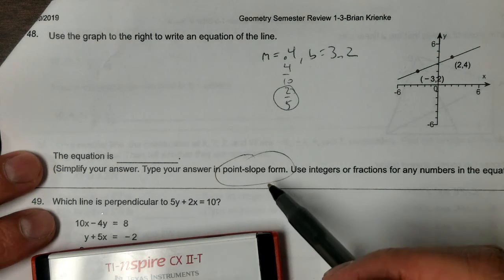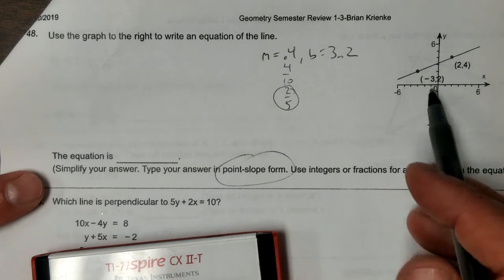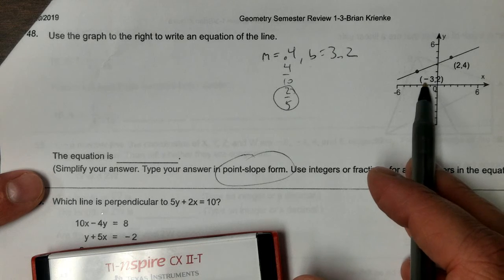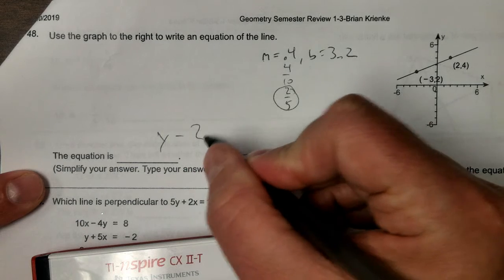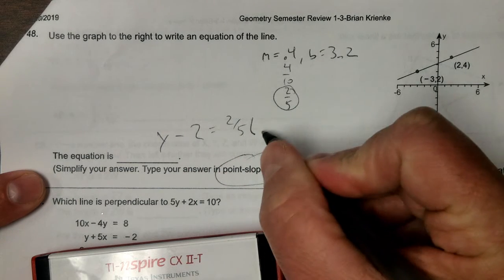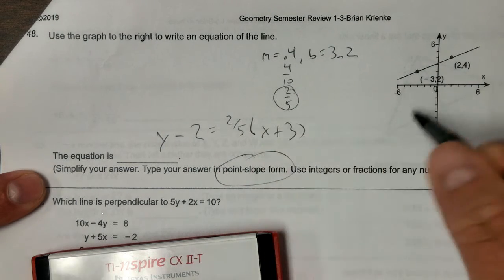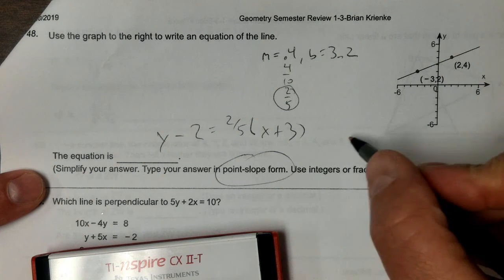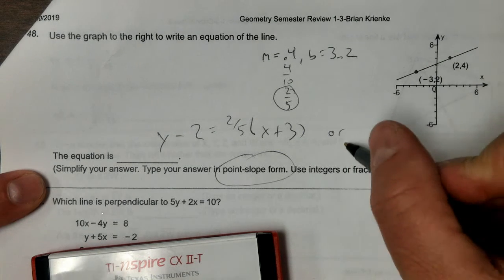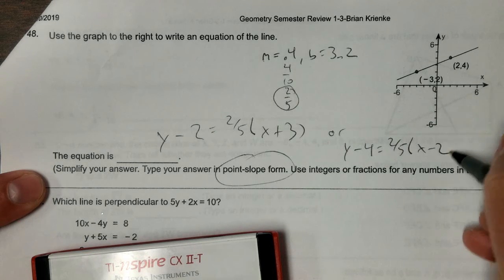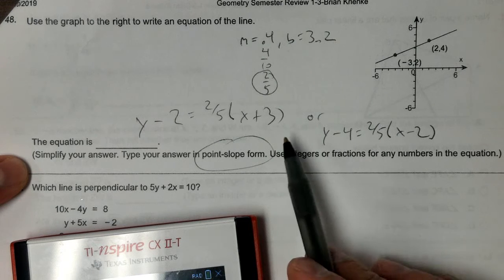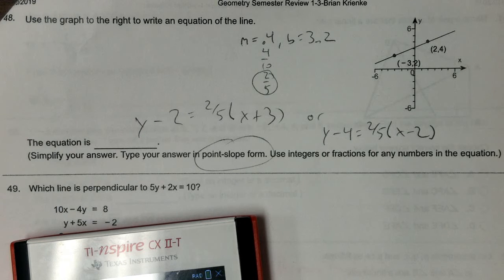And it says to use point slope form. If you use this one, you get y minus 2 equal 2/5 x plus 3, because you're going minus a negative. Or if you use the other one, it's y minus 4 equal 2/5 x minus 2. Either of those would be acceptable. Any questions?